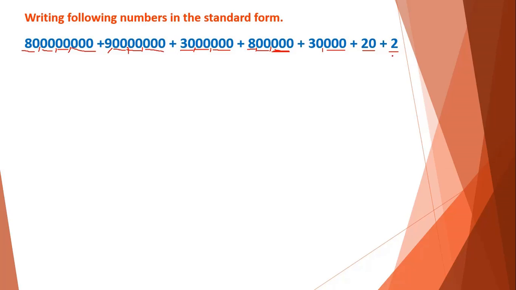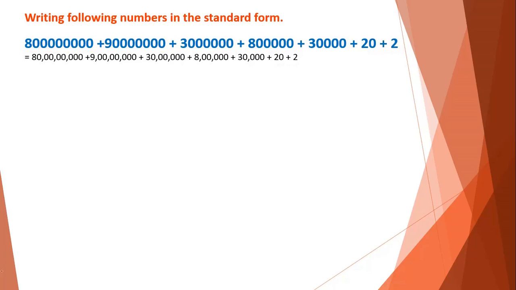So here we arranged all the numbers in Indian periods. If we write this, we will get it like this: 80 crore, 9 crore, 30 lakhs, 8 lakhs, 30,000, 20 and 2. After this, we will arrange all the period-wise digits in the Indian place value chart.